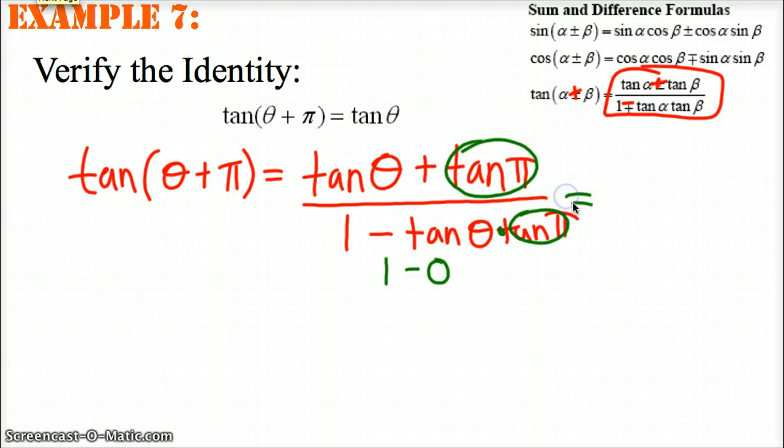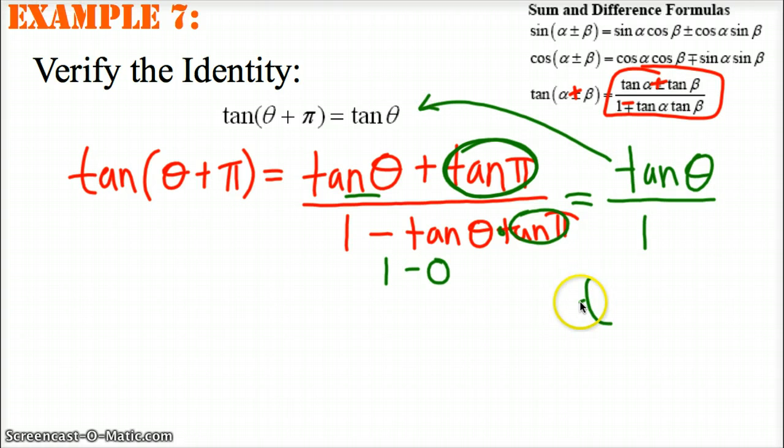So on the bottom, I'm just going to have 1. And on the top, I'm going to have tangent of theta plus 0, as you see here. Well, that's just tangent of theta. And once again, I've arrived at my goal by simplifying this fraction and simply writing it as tangent of theta. So that one was also quicker than it looked.